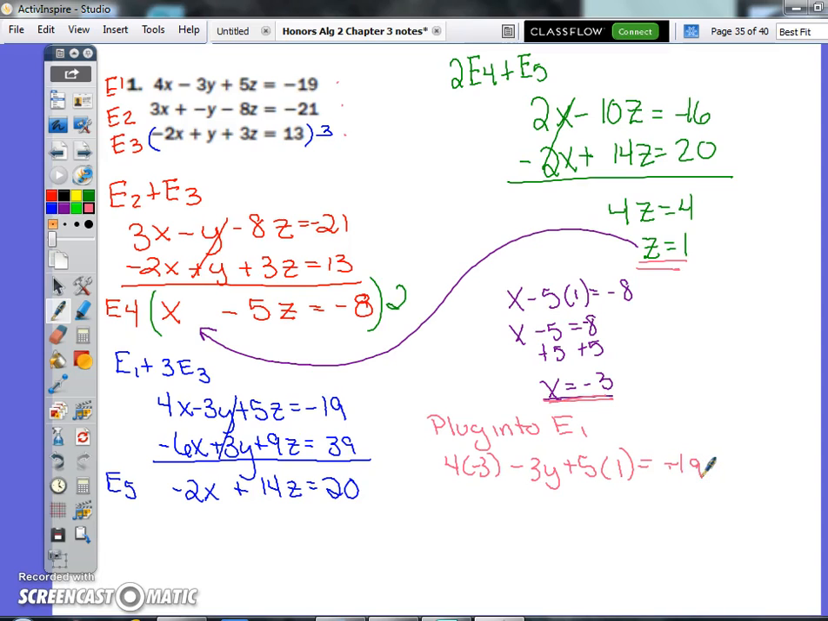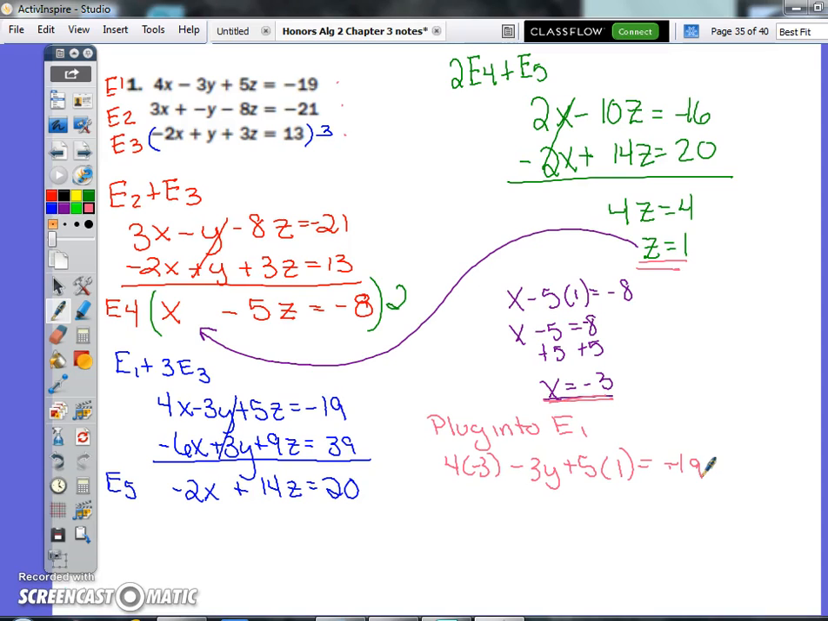Before I do anything else, let's just look at this again. Our x is negative 3. In the first equation, we plug it in right where x was, so 4 times negative 3. We do not know y, so negative 3y. Our z is plugged in right beside the 5, so 5 times 1.